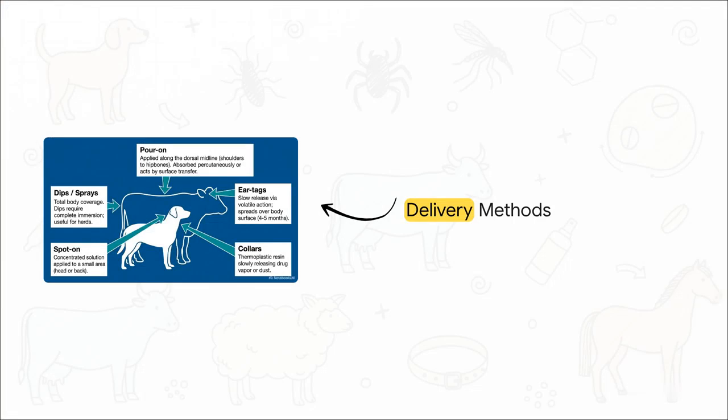And once we actually have that ideal drug, how do we apply it? Well, delivery methods are always tailored to the patient. For massive herds of cattle, you might be looking at dips that require complete immersion for total body coverage, or pour-ons applied right down the dorsal midline. Now, for our companion animals at home, spot-ons are incredibly common. They're highly concentrated, super convenient, and applied to a small area on the back of the neck. We also lean heavily on slow-release technologies, things like collars made of thermoplastic resin or ear tags for livestock, which provide a volatile, slow-release action over several months.